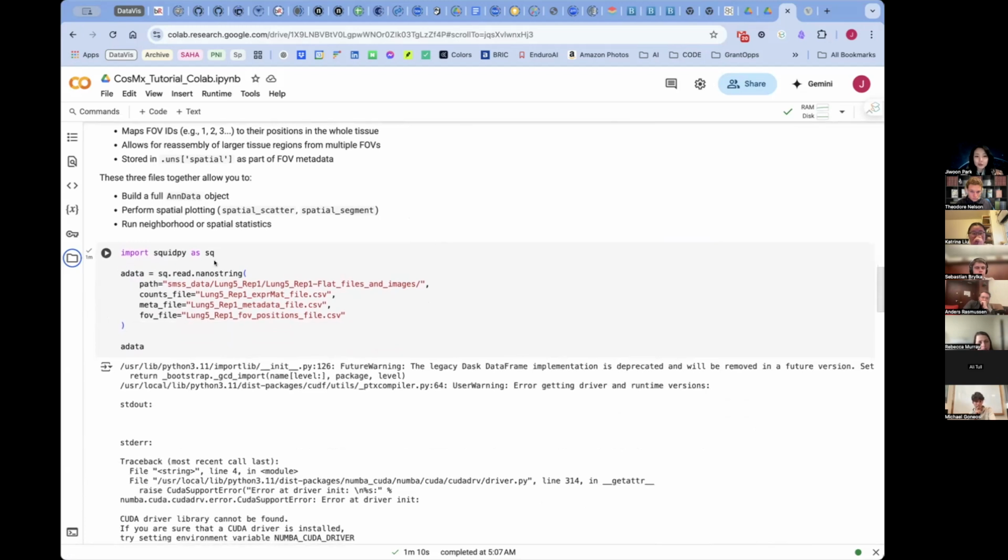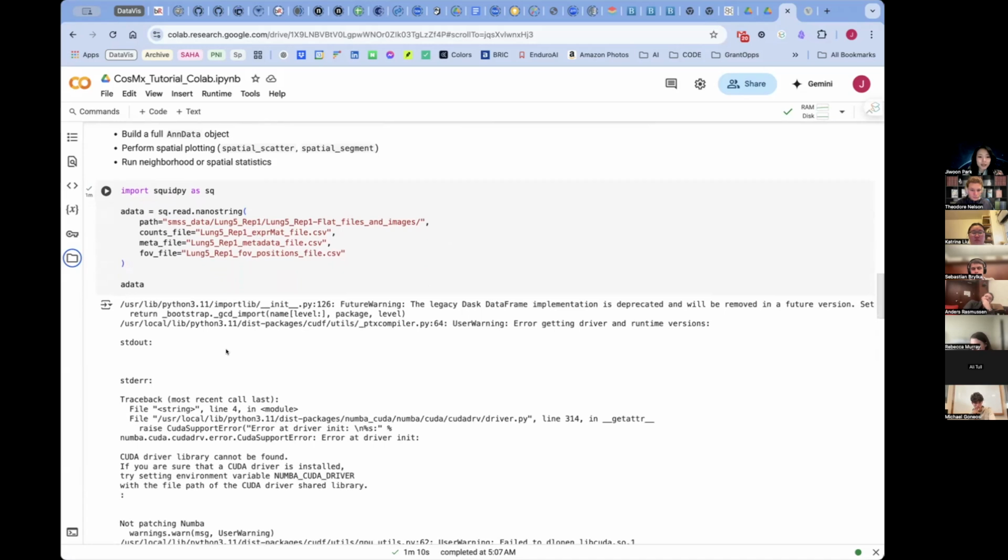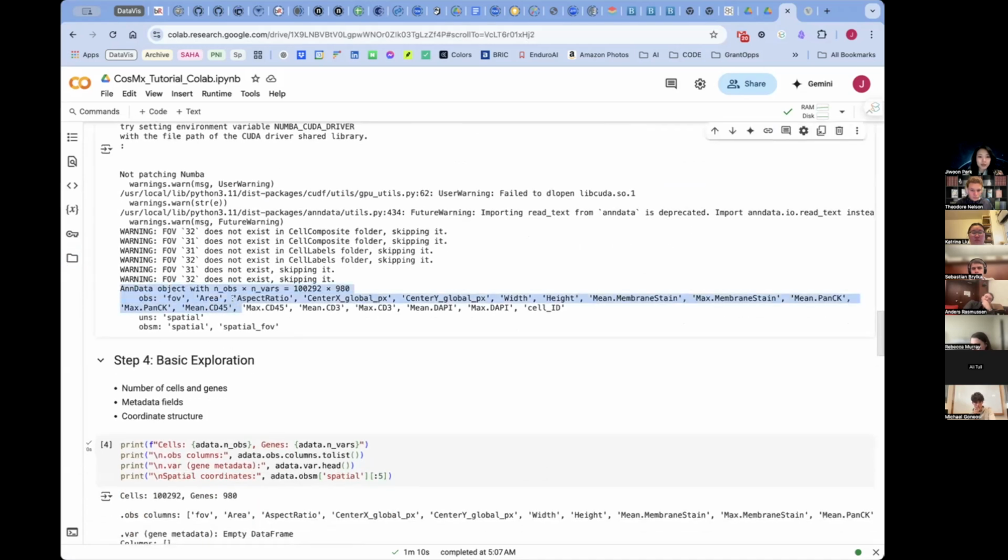So we first load Squidpy and read these individual files in the form of flat files. We can assign the path if you have images to load. Counts, metadata, and FOV files are loaded in CSV. And when you load AnnData, you will see an AnnData object with the number of cells by the number of features, and in the obs column you'll have these different metadata of the cells, including XY coordinates, but also information on the cells, such as the intensities of these morphology markers, and the areas of the cells, and which FOVs they are coming from.